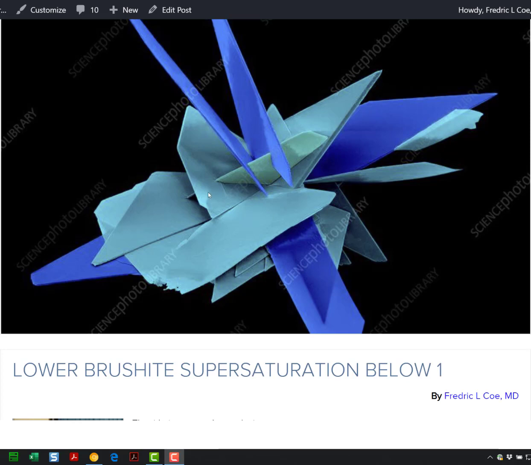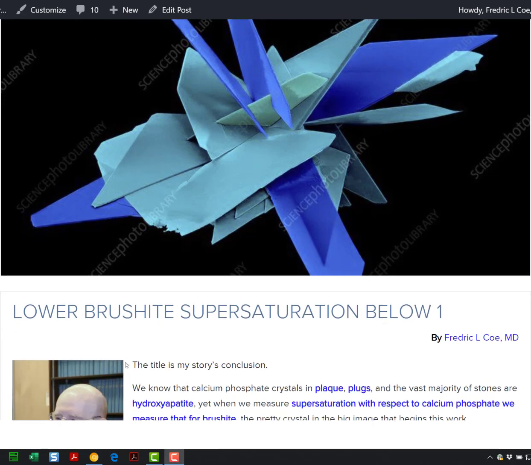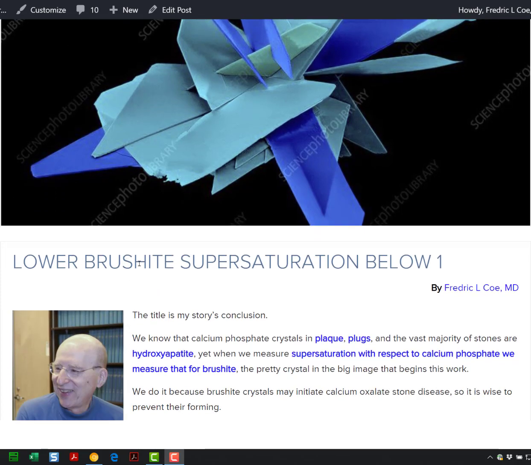The pretty crystal is brushite. It's a high-resolution transmission electron microscope picture hand-colored by the artist. And the subject here is brushite, a very simple crystal, calcium phosphate. And the implication, the title, is to lower the brushite supersaturation below 1.